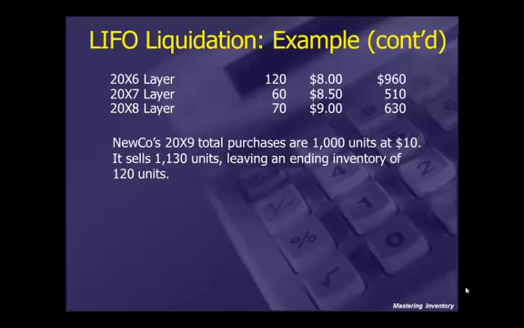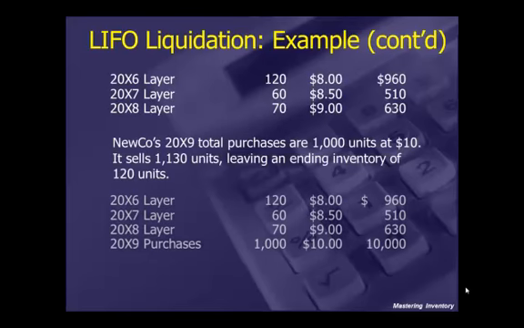All right. Still using the example we had with the three layers from 2006, 7, and 8. It says NewCo's 2009 total purchases are 1,000 units at $10. It sells 1,130 units, leaving an ending inventory of 120 units. So we have a buildup here of 250 units in these layers. But we're going to have to sell off. We're going to have to liquidate.